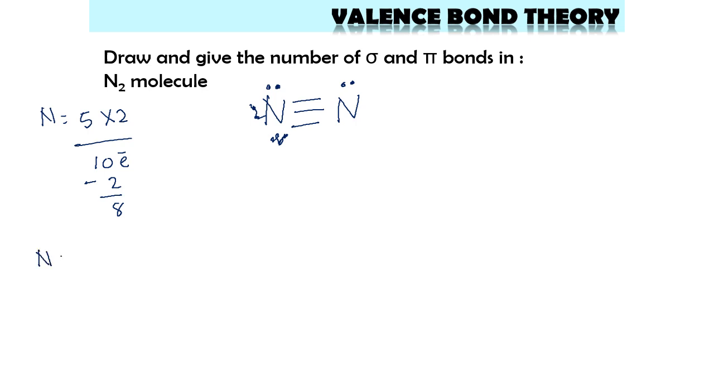Write the electronic configuration for nitrogen. You can either write 1s2 2s2 2p3, or you can just write it straight away as 2s2 2p3. This is for nitrogen A and nitrogen B, still the same: 2s2, 2p3.